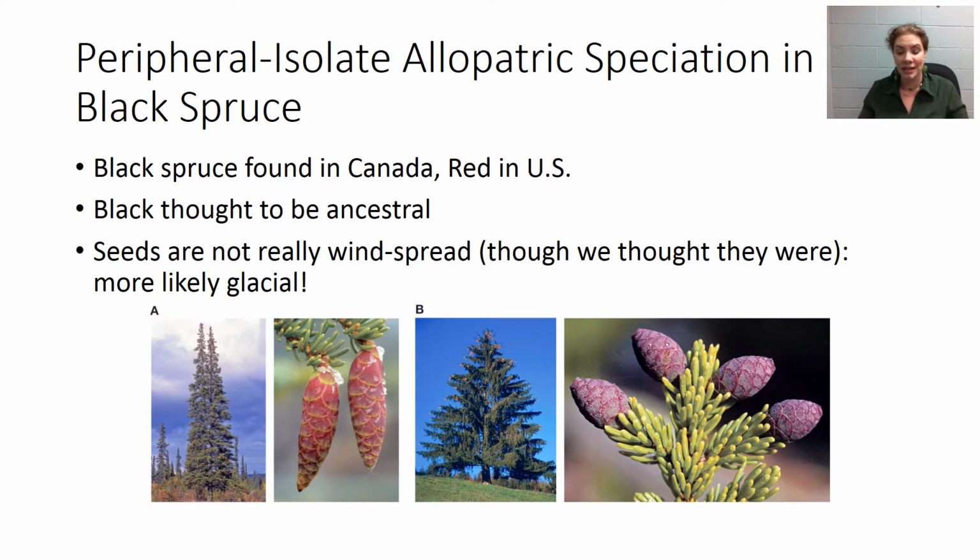The peripheral isolate model, we get to go back and revisit the spruce trees that we've talked about before. So the red spruce and the black spruce are related species. You find the black spruce in Canada, the red in the United States. Black is thought to be the ancestral, the older version. As we talked about before briefly, the seeds are kind of distance limited. They're bigger, they're heavier, so they can travel a little ways, but then they just kind of fall. Pollen, on the other hand, can circulate a lot more globally.